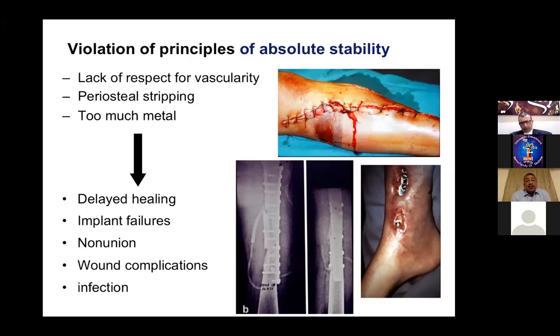What are the violations of the principles of absolute stability? When you use these techniques in multifragmentary fractures, then you will get cases of delayed union, non-union, infection. If we don't respect the vascularity of the bone, the soft tissue, the periosteal stripping, too much metal, we will get these complications: implant failure, delayed healing, non-union, wound complications, infection, breakdown of the soft tissue.